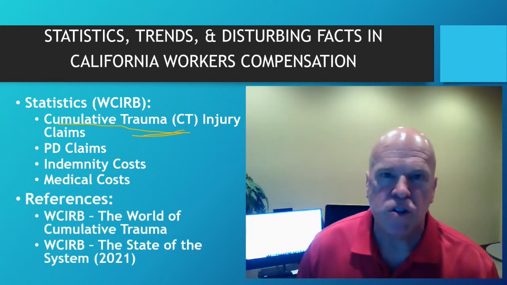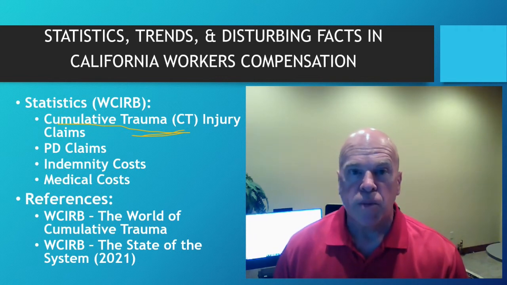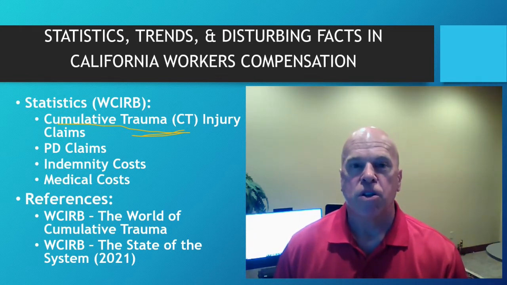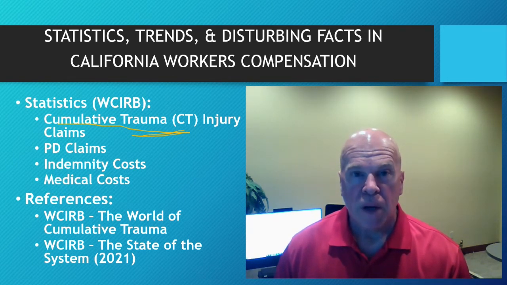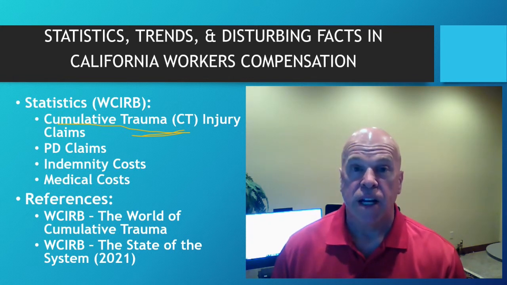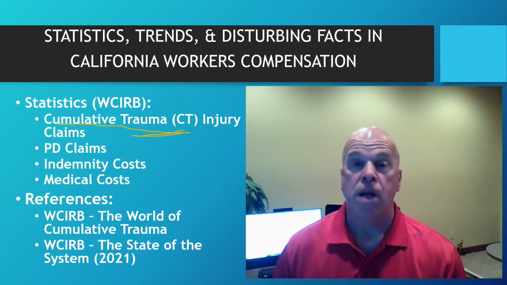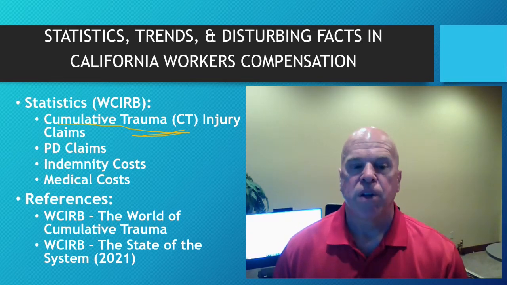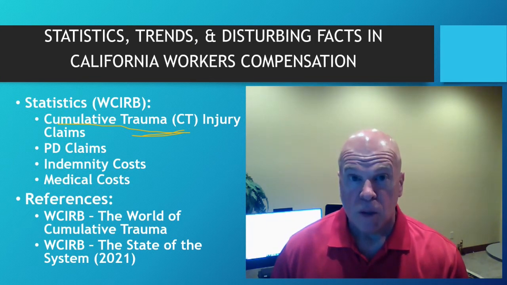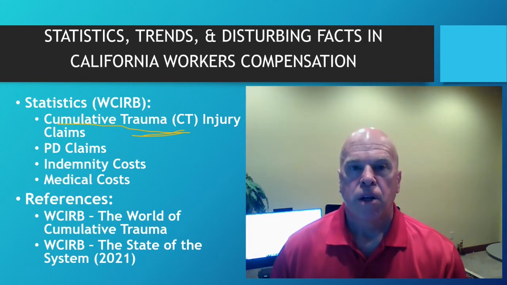I have a couple of references for you today. The first one is a 2-year-old study from the WCIRB, the Workers' Compensation Insurance Rating Bureau, regarding the world of cumulative trauma injury claims. This is a fascinating study. I've included this in your handout materials for today's discussion, and you should spend whatever time it takes to read and reread this publication to be able to wrap your mind around the concept of cumulative trauma injury claims and how those claims are administered here in the state of California.